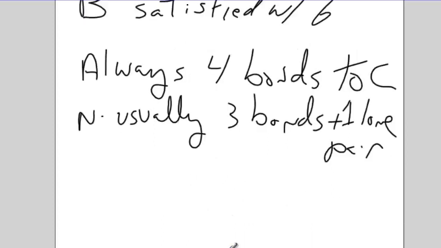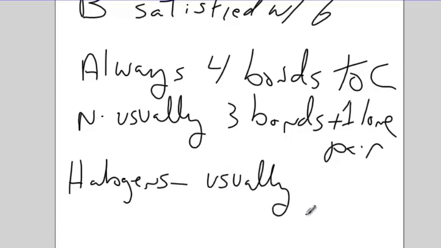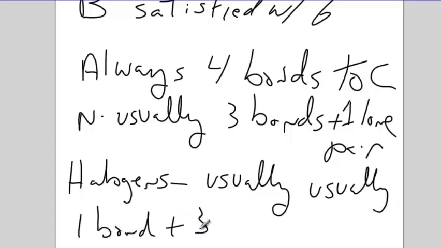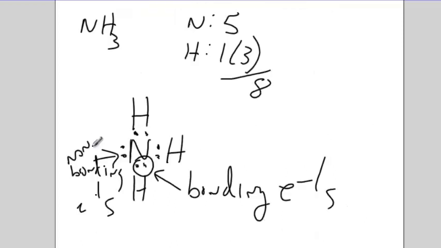I can throw a few more of these at you. Halogens: fluorine, chlorine, bromine, iodine. Usually, I mean, these aren't hard and fast rules, but they're just here to give you an idea of what things look like. Halogens usually have 1 bond and 3 lone pairs. And remember, lone pairs are these guys. This non-bonding pair is a lone pair.